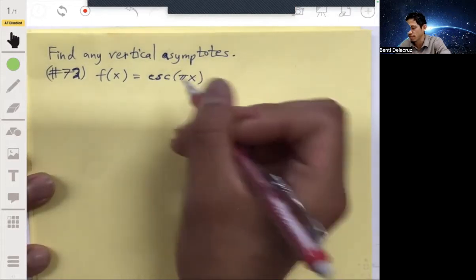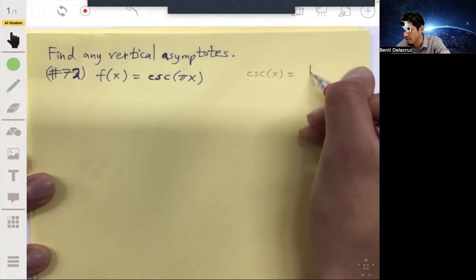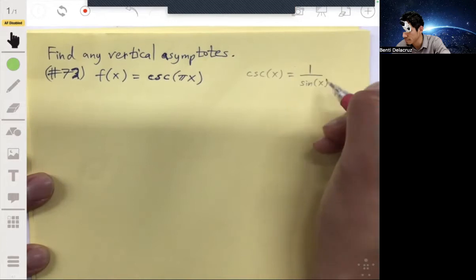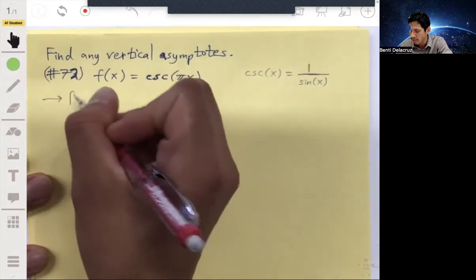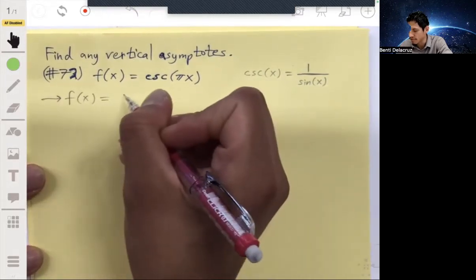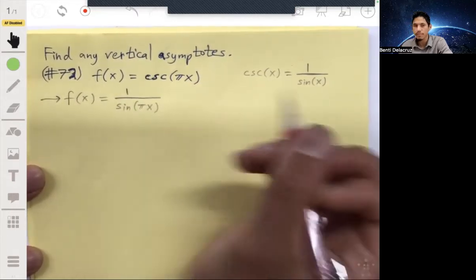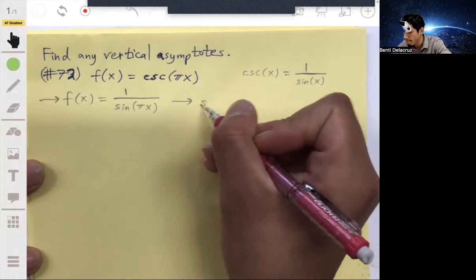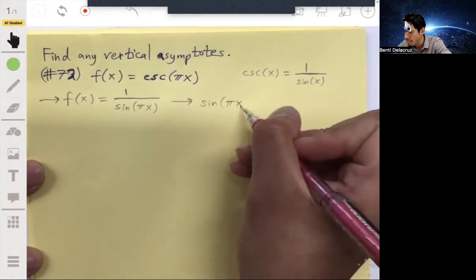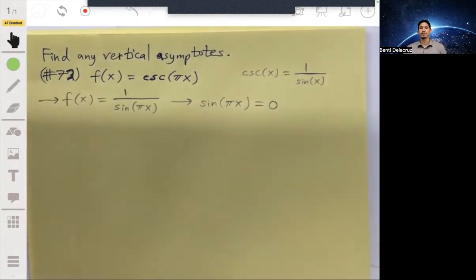So for that, let's recall that the cosecant function, the cosecant of x, is the reciprocal of the sine function. So it's equal to 1 over the sine of x. So then if we have the cosecant of pi x, we can say that f of x is also equal to 1 over the sine of pi x. And so then we need to figure out when the sine of pi x is equal to 0. If we can figure out for what values the sine of pi x is equal to 0, then we can basically have the equations of our vertical asymptotes.